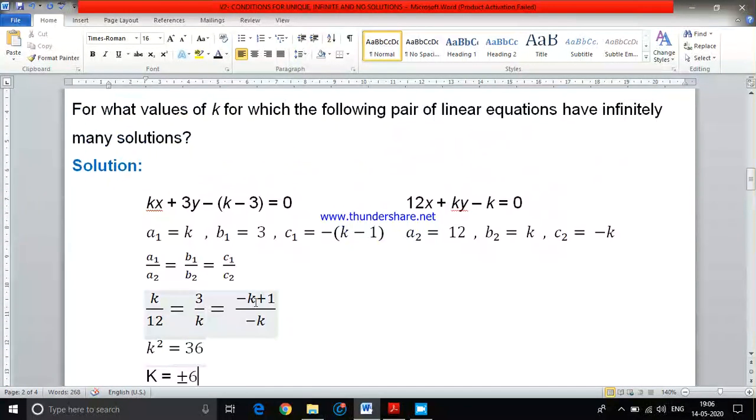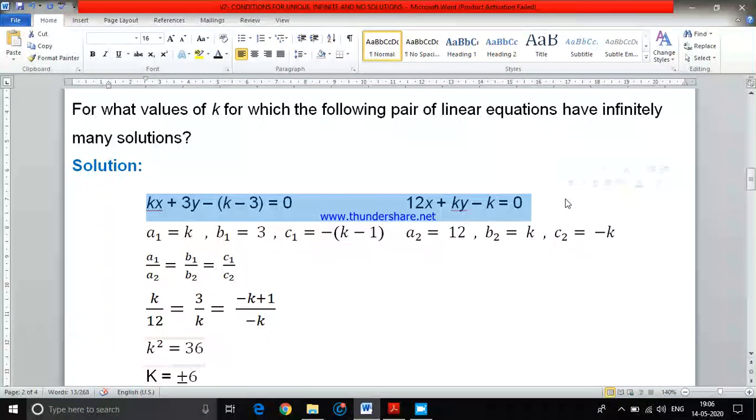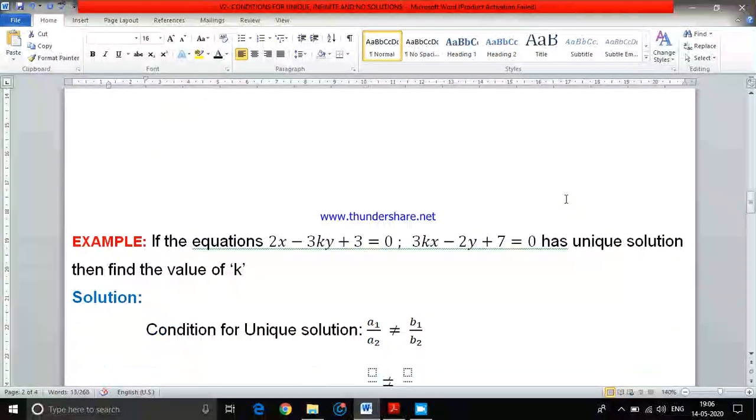So whether you take plus 6 or minus 6, this system of equations will give you infinitely many solutions. Both values give infinite solutions only. So this is one example: using the given conditions, you have to find the value of k. I solved that example for infinitely many solutions. Let's move to another example.